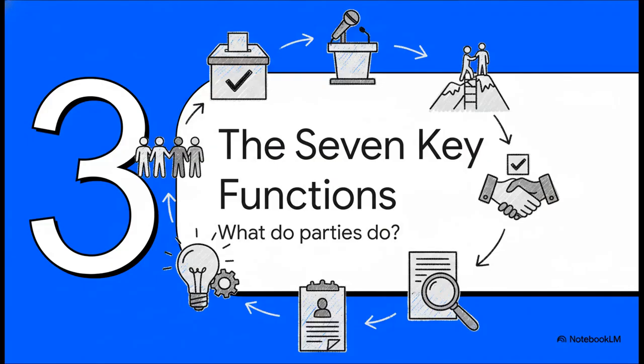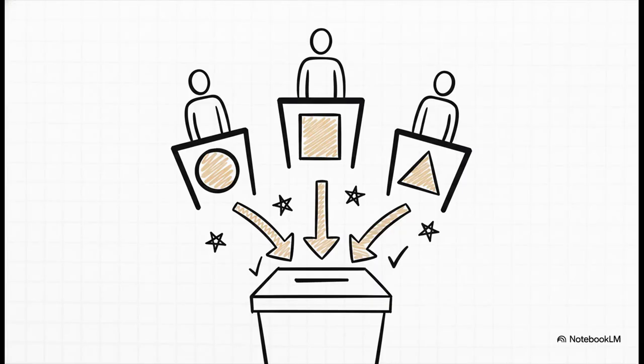Okay, now we get to the most important part of this lesson. What do political parties actually do? What are their jobs, or as we call them, their functions? Let's go through 7 key functions one by one. The first function, and the most obvious one, is that parties contest elections. In most democracies, the main contest is between candidates put up by different political parties. The parties choose their candidates, and we, the voters, choose between them.